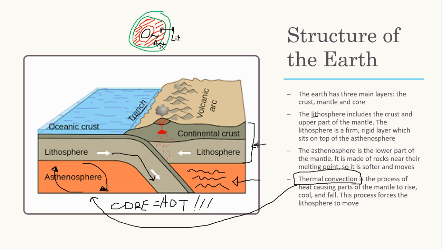So this is basically it. On this side, maybe our thermal convection is going in the opposite direction. And that's going to force this lithosphere to move this way.